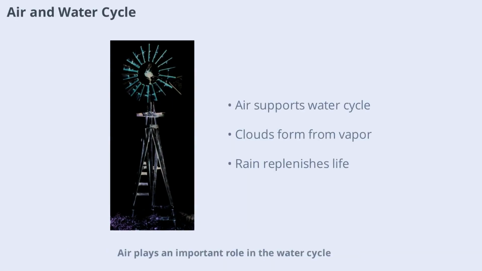Air plays an important role in the water cycle. Water vapor in air condenses to form clouds and eventually falls as rain. This cycle is essential for maintaining life, providing water for plants, animals, and humans. Air helps distribute moisture and supports the continuous movement of water in nature.